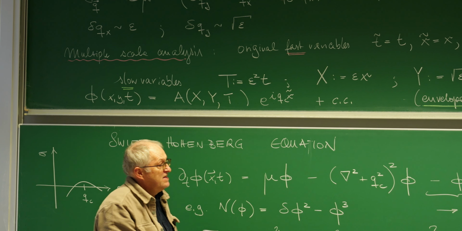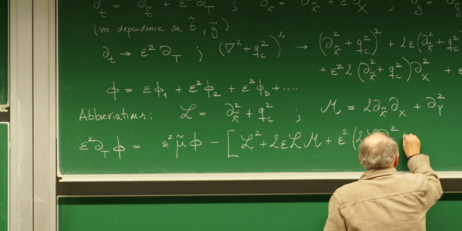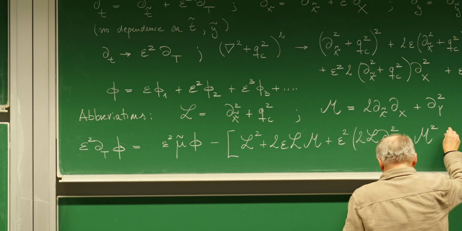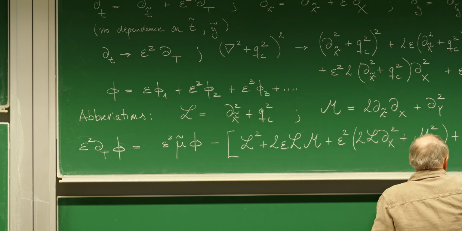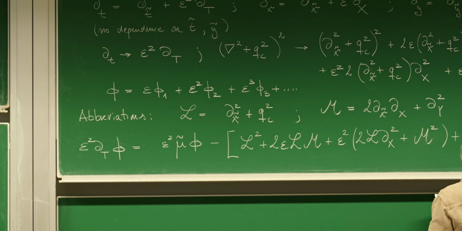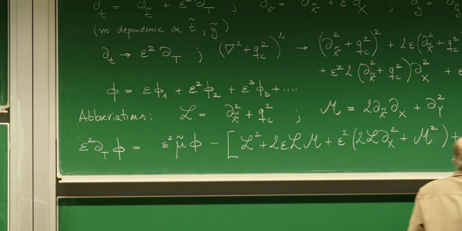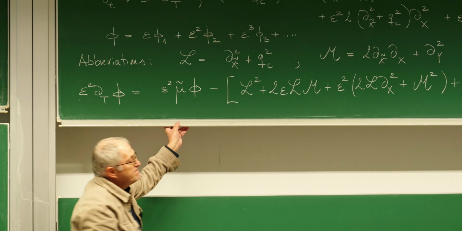Then I have minus bracket my linear operator L squared plus 2 epsilon L M plus epsilon squared 2 L dX squared plus M squared plus terms of the order epsilon to the third power, phi, minus phi to the third power. Right? That's what we get.